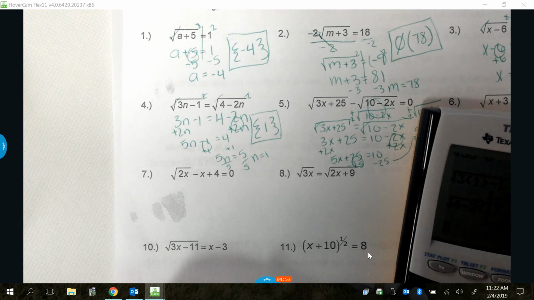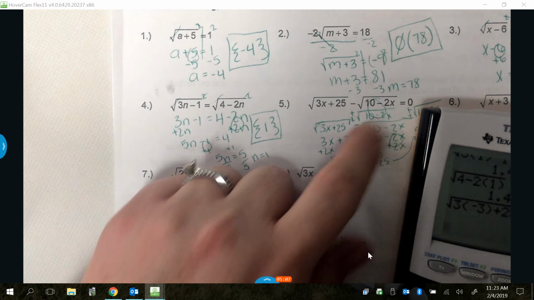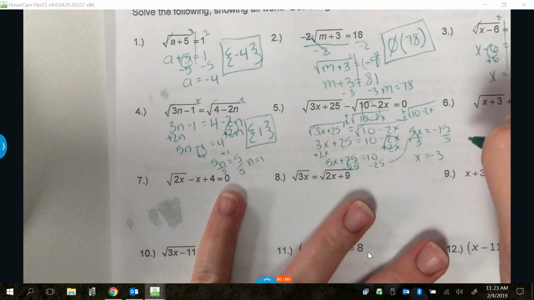So square root 3 times -3 plus 25, minus square root 10 minus 2 times negative 3. And this should all equal 0. And it does, therefore that is a solution.